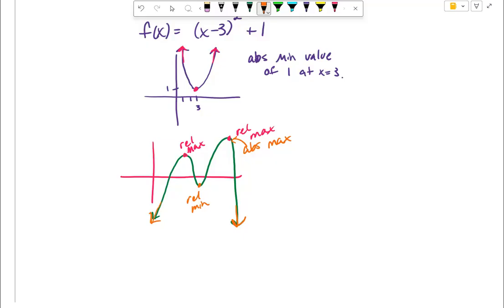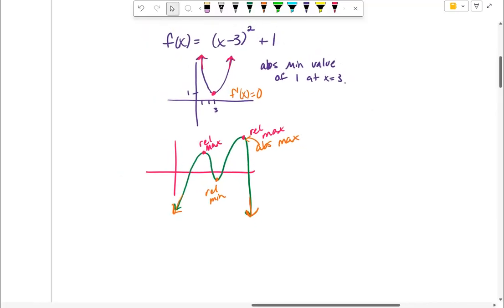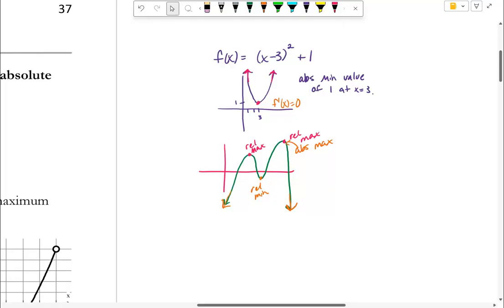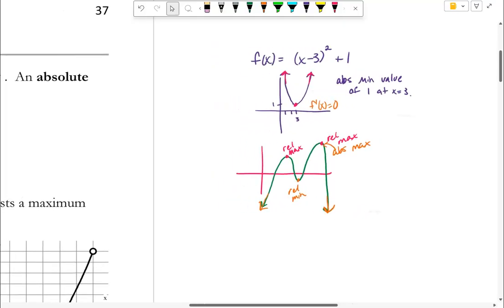Notice in both of these examples, our absolute min or our absolute max were at critical values of the function. In that top example, that was where f prime of x was equal to 0. And same in this next example, at our 3 relative extreme values, f prime of x was also equal to 0. And remember, we want to look for where f prime of x is equal to 0 or undefined.